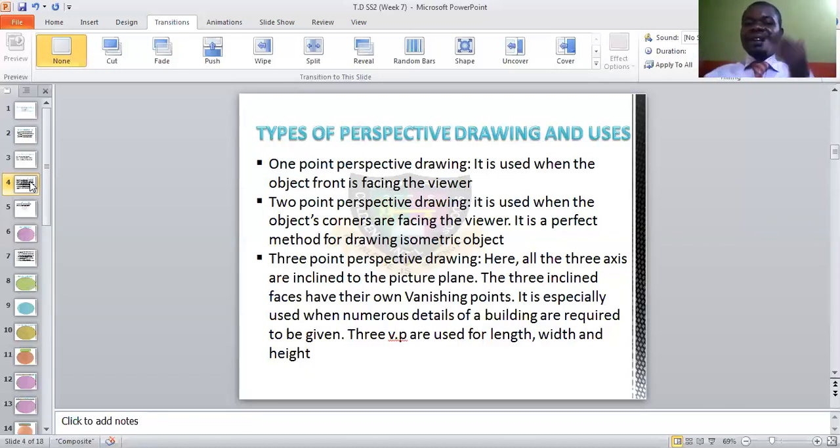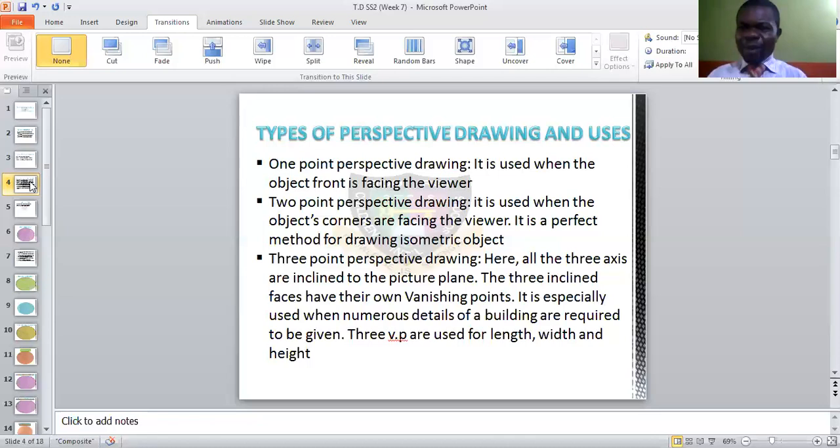Like you want every detail to be there. The 3 VPs are used to represent the height, the width, and the length of that particular object. Just like in isometric, we know it represents objects in 3 dimensions. These are the dimensions too, so it gives the detail of that.